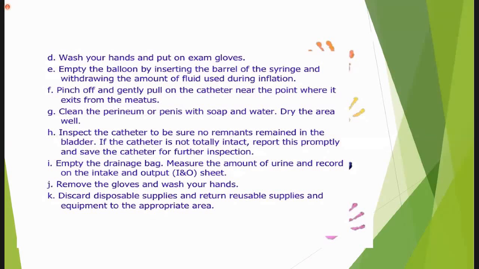If the catheter is not totally intact, report this promptly and save the catheter for further inspection. Empty the drainage bag. Measure the amount of urine and record it on the intake and output (I&O) sheet. Remove the gloves and wash your hands. Discard the disposable supplies and return reusable supplies and equipment to the appropriate area.